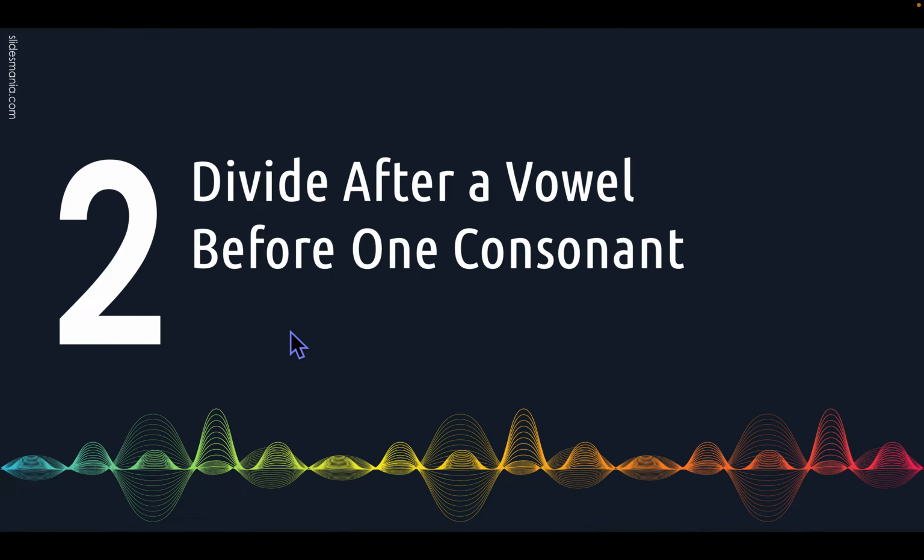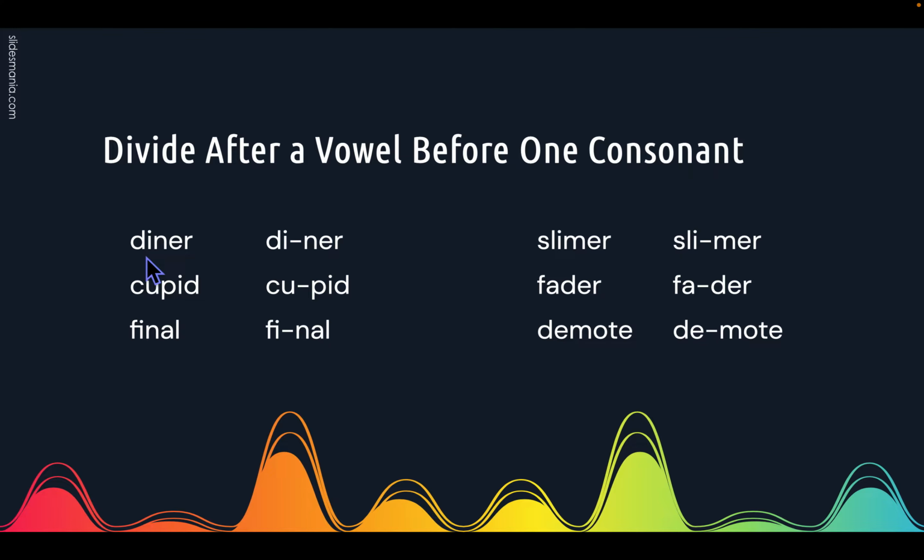Our next rule is we're going to divide after a vowel before 1 consonant. So right here we have 1 consonant with a vowel before it. So we will divide it here, here, here, here, here, and here. Now, vowels at the end of a syllable will generally use their long sound. So we will try that sound first.